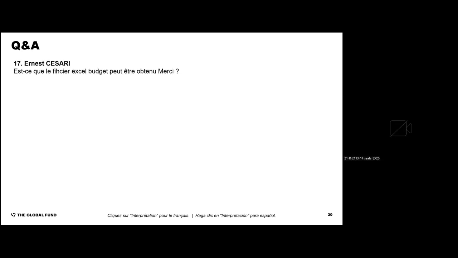Thank you. And this next question, again regarding the budget: can the Excel budget file be obtained? To my understanding, but please confirm, access to funding or finance colleagues, the budget is going to be sent by the country team to the applicants, usually CCMs, to fill out and submit during funding request submission.